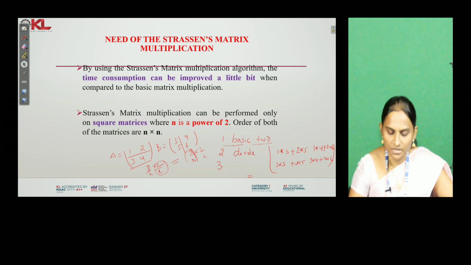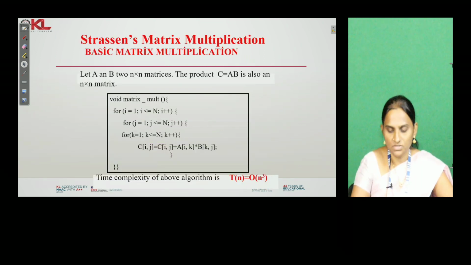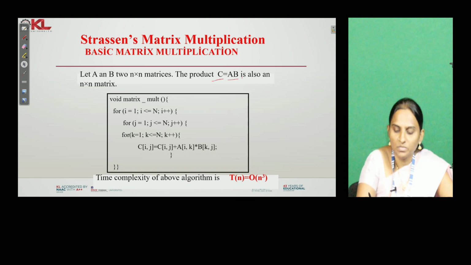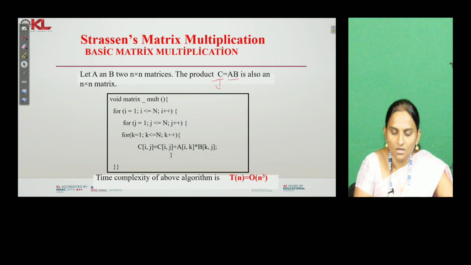What is the time complexity for the general matrix multiplication? C equals AB, where C is the resultant matrix and A and B are two matrices. So how to multiply two matrices A and B? This is the code for multiplication of two matrices.